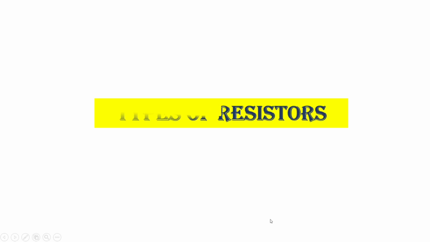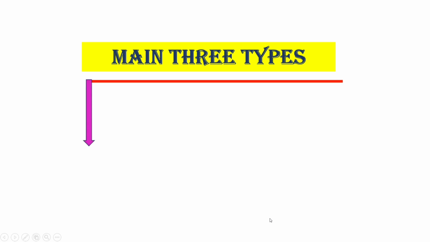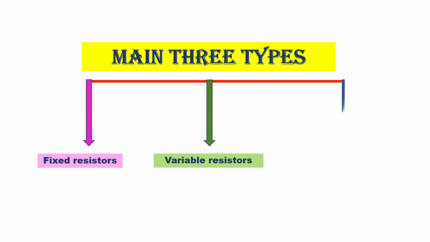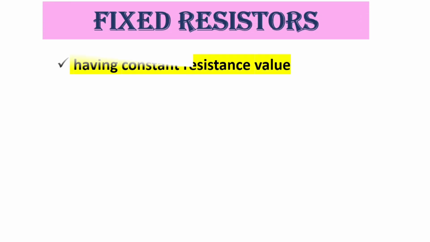Hi. In this short video, I'll explain the types of resistors. So keep watching. There are three main types of resistors. First, fixed resistors. Second, variable resistors. Third, non-linear resistors. First type, fixed resistors.